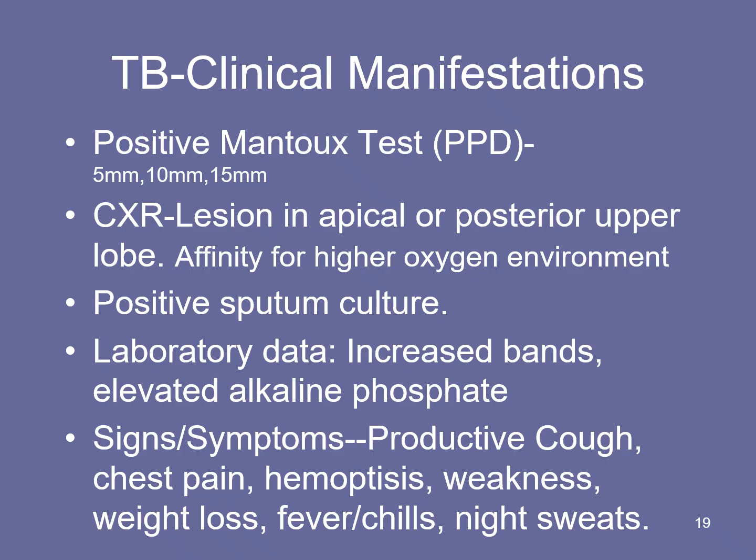But irrespective, you want to get three good samples, and if the patient has one positive, it would be deemed that they will more likely have tuberculosis. Laboratory testing: increased bands, elevated alkaline phosphatase, which is sort of a byproduct of the infection. Signs and symptoms: productive cough, chest pain, hemoptysis, weakness, weight loss, fever, chills, and night sweats. That's not the entire list, but those are some of the major ones.